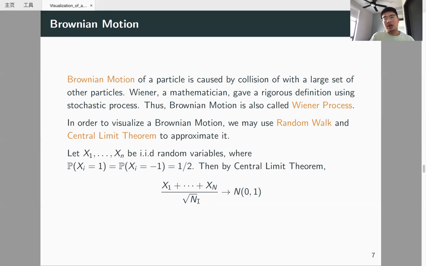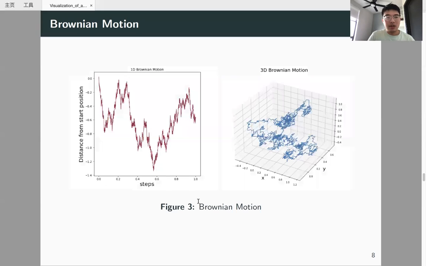So here's the key point we use to visualize Brownian motion. Here's the 1D Brownian motion. That's where we use the CLT and random walk to do this. Once you increase the number of steps, which means you decrease the step size, then the random walk will become a Brownian motion. And for 3D, it's not hard, because we can make each coordinate a 1D Brownian motion and then modify it a little bit to get a 3D Brownian motion. So here's a 3D Brownian motion.